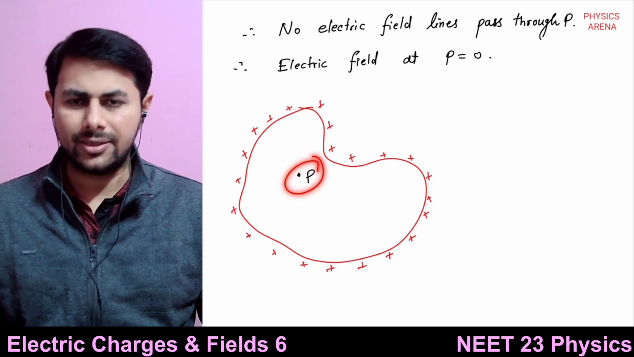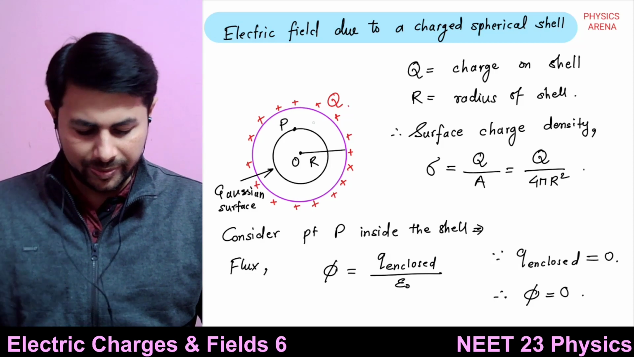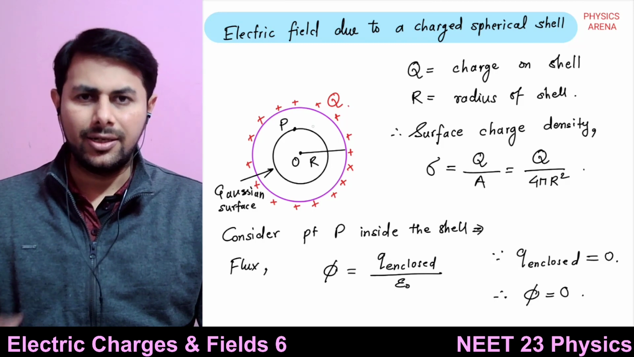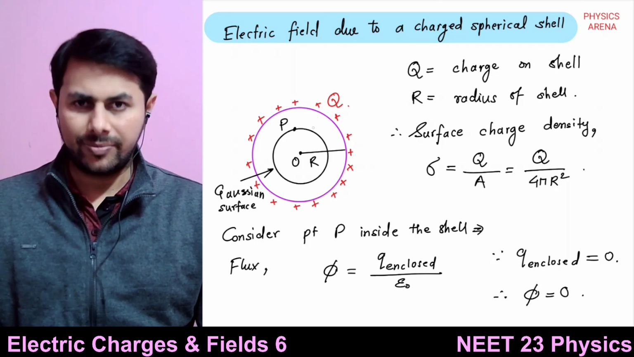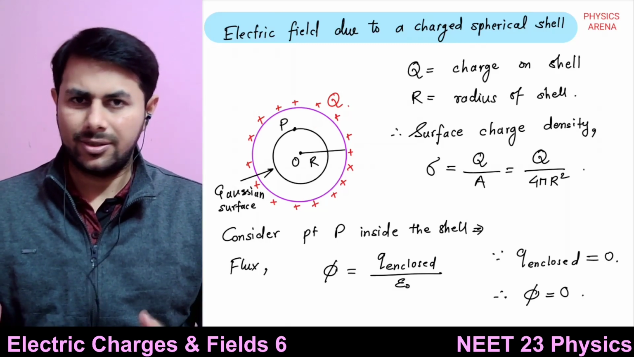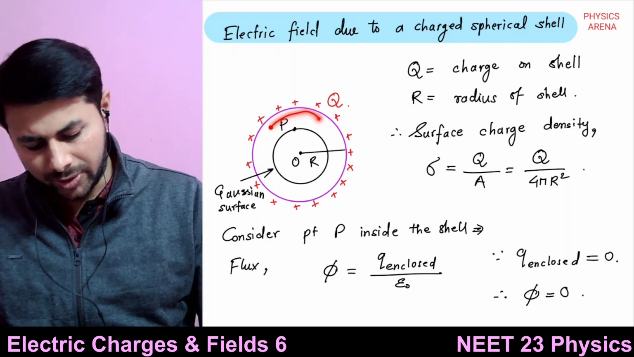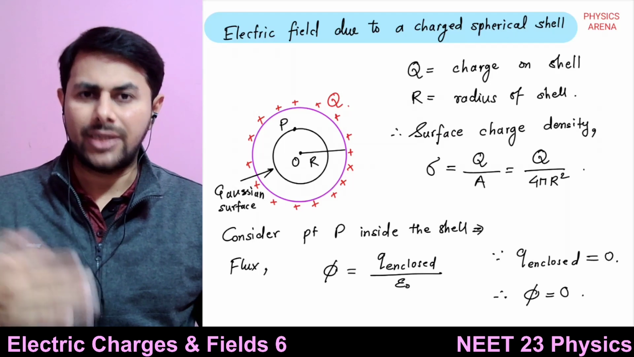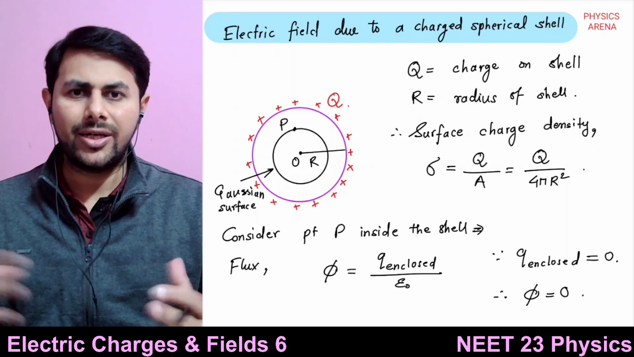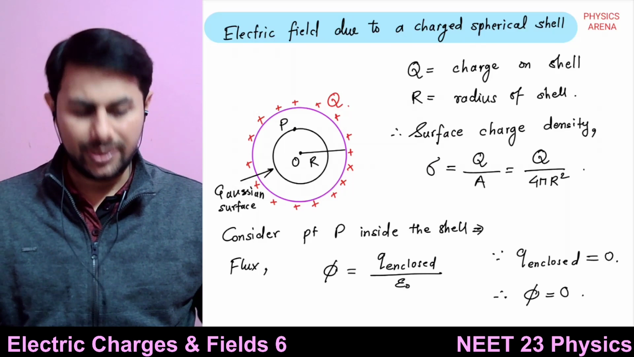Okay, electric field inside this surface would be 0 at any point. Does the location of the point matter? Where that point is inside the surface? It doesn't matter. If the point is here, I can draw a Gaussian surface passing through this point, which will be like this. Still there are no charges enclosed. That means flux would still be 0. So it doesn't matter where that point is inside the spherical shell. Everywhere the field will be 0.